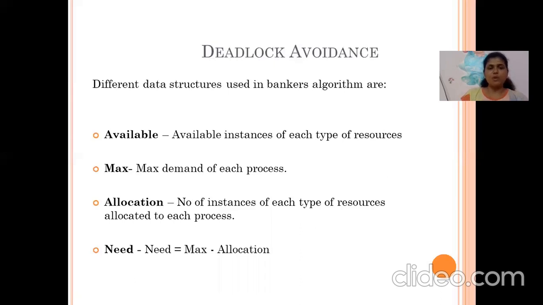In available, all available instances of each type of resource will be there. Max will be the maximum demand of each process regarding resources. Allocation means currently how many instances of each resource are allocated to each process. That information is given in the form of a matrix known as the allocation matrix, and need is a matrix which can be calculated as max minus allocation.